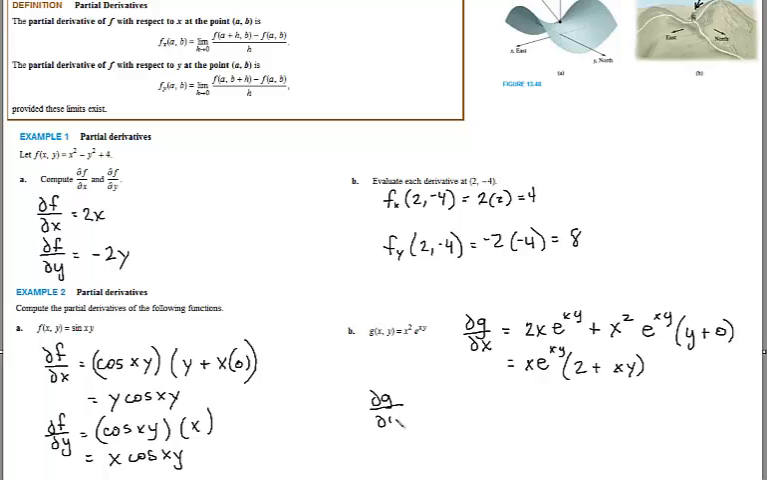Partial of g with respect to y. Once again, I have the product rule, but that x squared part is going to drop, so then it's just going to be x squared times the derivative of this e to the xy with respect to y, so that'd be e to the xy, then times the derivative of x times y, which would then be x. So I'm going to get x cubed e to the xy for this one. And that was fun, wasn't it?